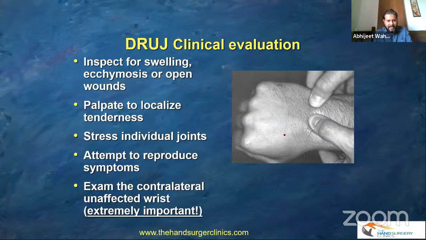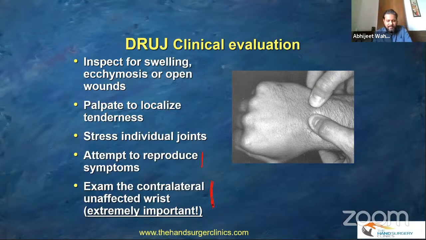So with that history behind us, we embark on a clinical evaluation, which begins by inspection for any swelling, ecchymosis, open wounds, any deformity. We palpate for localized tenderness. It is very useful to follow a set pattern of examination. We begin from dorsal and we move on to ulnar and then to volar usually. We begin from proximal and move on to distal. Any attempt to reproduce the symptoms by stress examinations that we'll come to in the next slide. And very, very important is to always examine and compare it with the contralateral unaffected wrist.